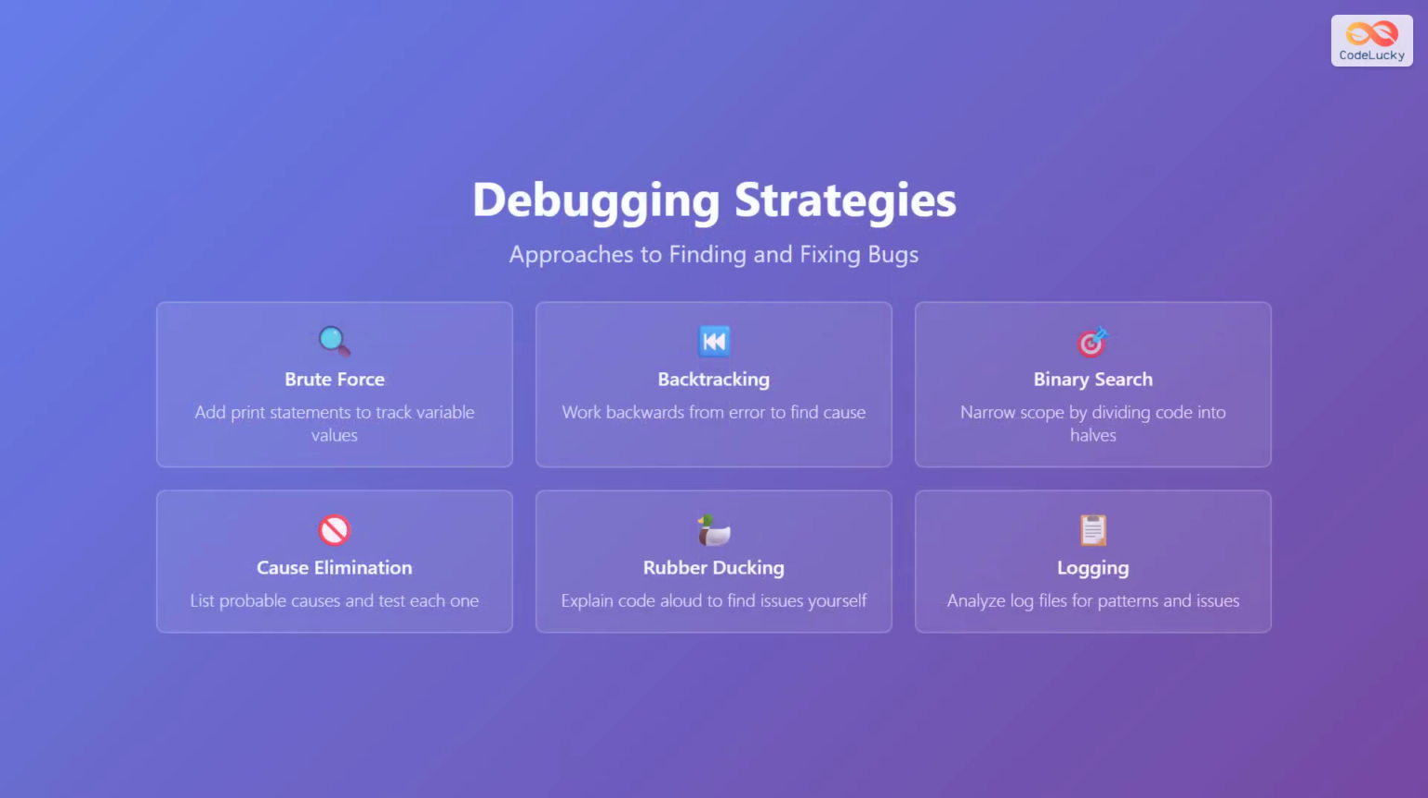Professional developers use multiple strategies to debug code. Brute force involves adding print statements to track variable values throughout execution. Backtracking works backwards from an error to find the cause. Binary search narrows the problem scope by dividing code into halves. Cause elimination involves listing probable causes and testing each one. Rubber ducking means explaining your code aloud to spot issues. Logging captures detailed information in files for later analysis.